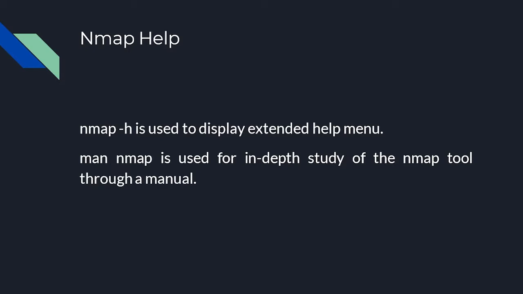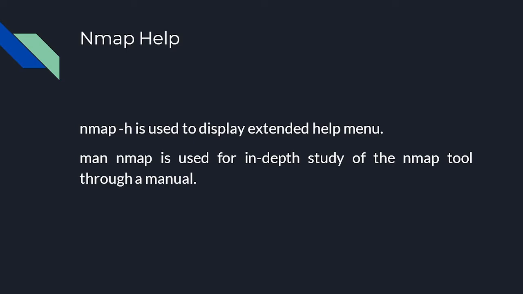Whatever tool you are going to use, if you are new to the tool, I would recommend you guys go to the help option. For Nmap, there are 2 ways you can see the description of the tool. The first one is nmap -h. When you type this command, Nmap displays the extended help menu of the tool. And the second one is man nmap. Man stands for manual. So if you want an in-depth study about the tool, you have to type man nmap and you will get the manual of the Nmap tool.